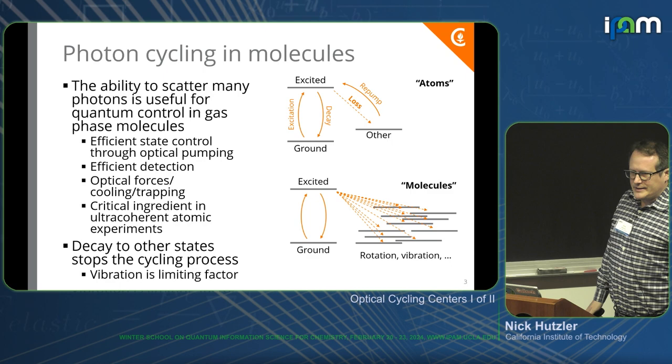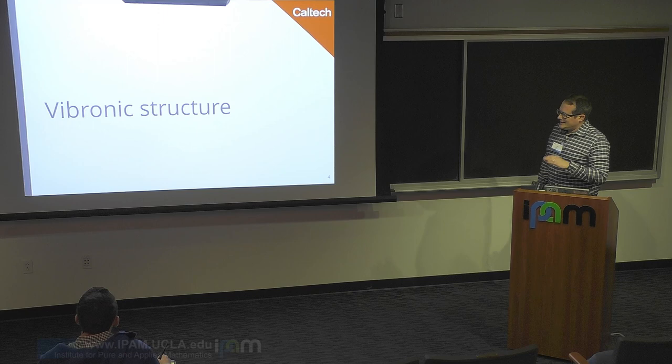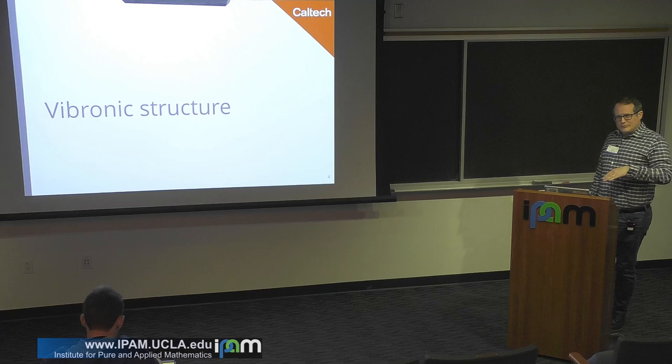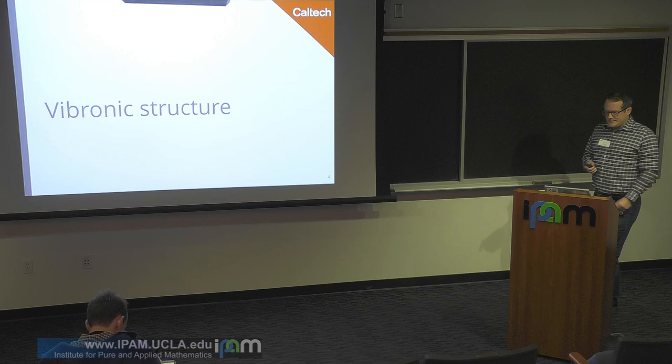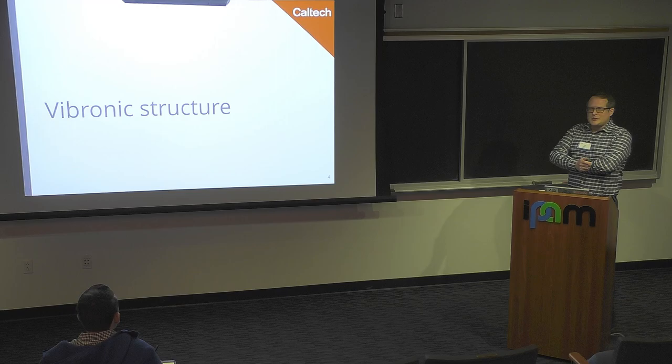So I'll start by talking about the vibronic structure, meaning the vibrational and electronic structure of molecules that gives you this ability to cycle photons. A lot of the experts in this stuff, by the way, are at this winter school. So there are people who know more about this stuff in the room than I do, but that's okay.